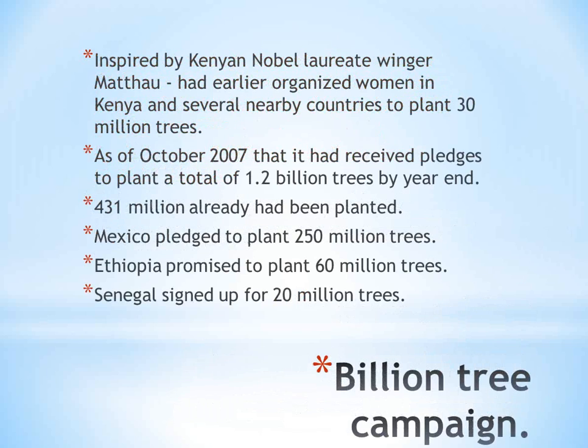Billion Tree Campaign. Inspired by Kenyan Nobel laureate Wangari Maathai, who had earlier organized women in Kenya and several nearby countries to plant 30 million trees. As of October 2007, it had received pledges to plant a total of 1.2 billion trees by year-end. 431 million already had been planted. Mexico pledged to plant 250 million trees. Ethiopia promised to plant 60 million trees. Senegal signed up for 20 million trees.